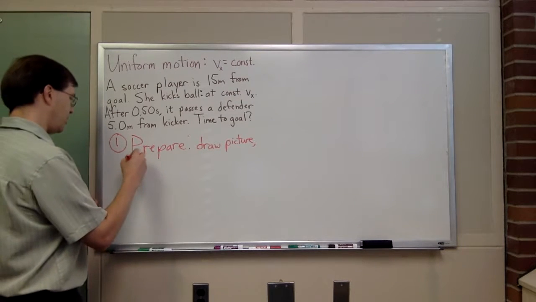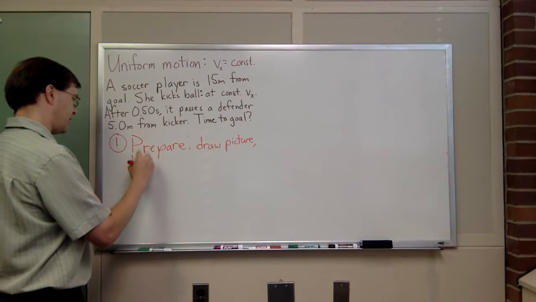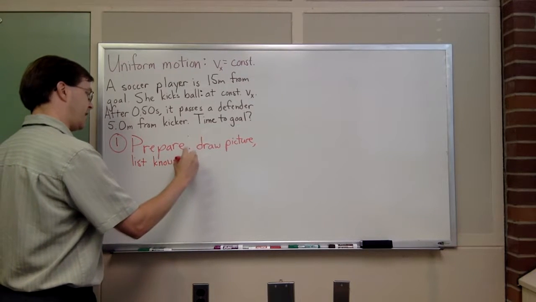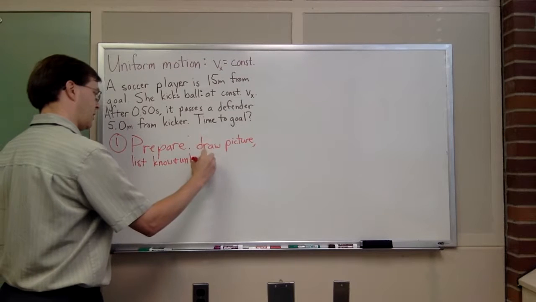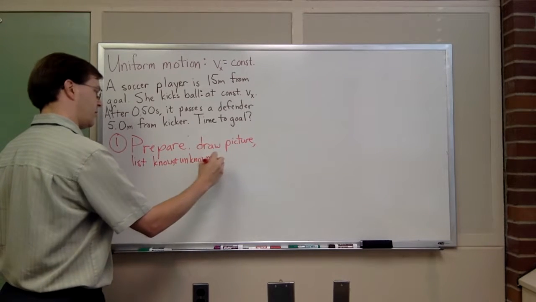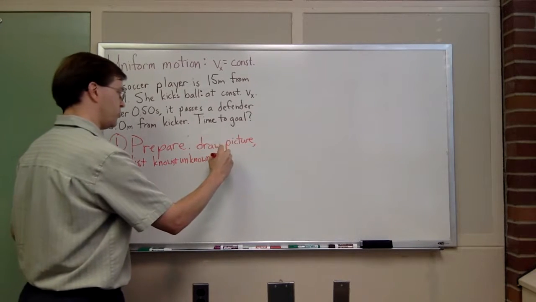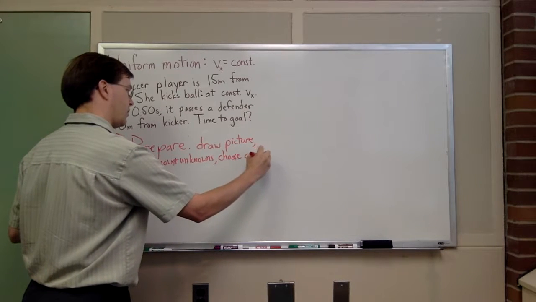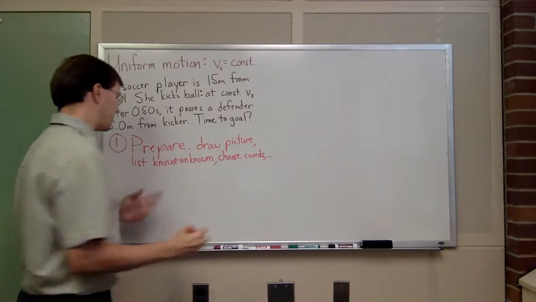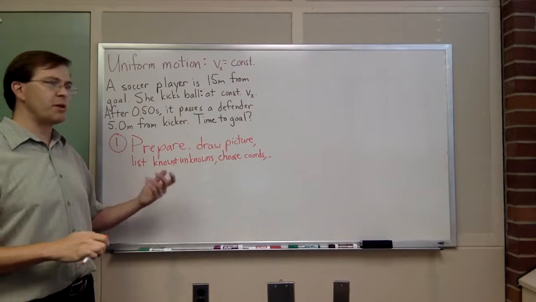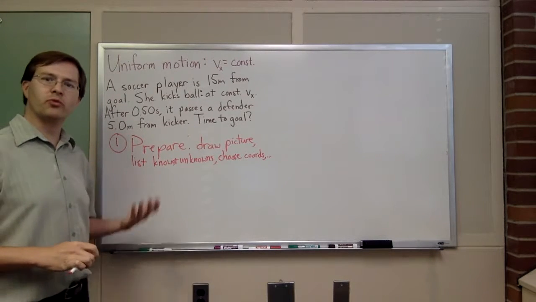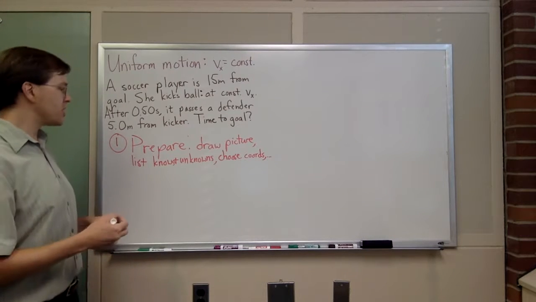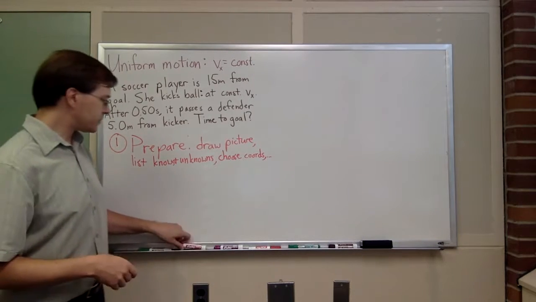What else? You'll list known and unknown data. Knowns and unknowns. Maybe you'll choose coordinates a lot of times in this step. There's a lot of prepare stuff that you can do. Some people will draw a graph in this step. Some people draw a motion diagram depending on the problem. This is step one, the prepare step. So let's see how that plays out for this problem.